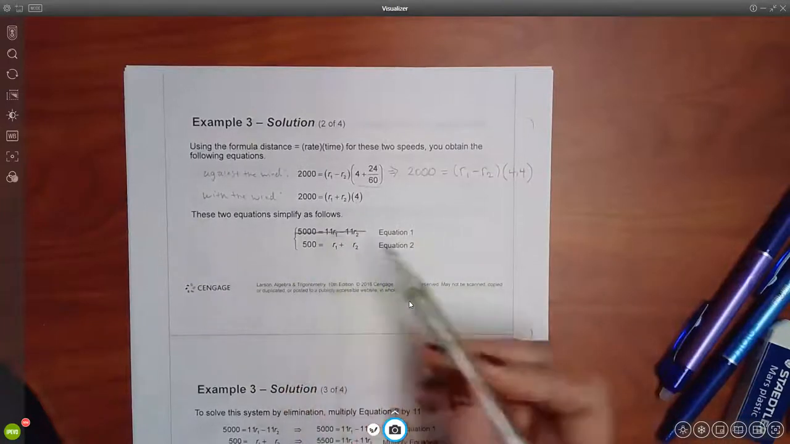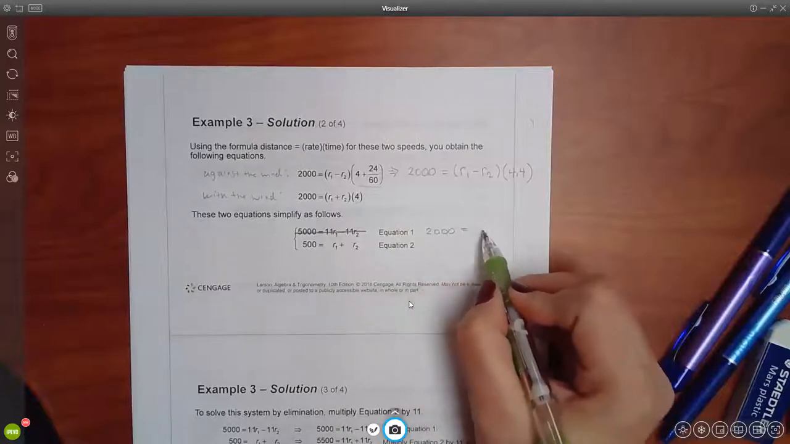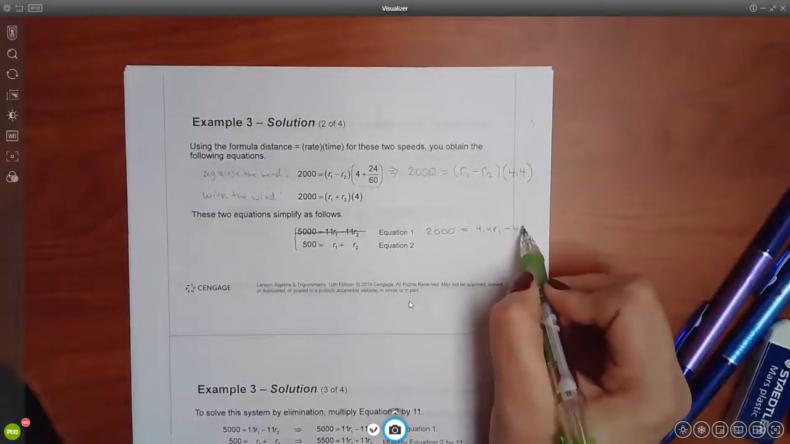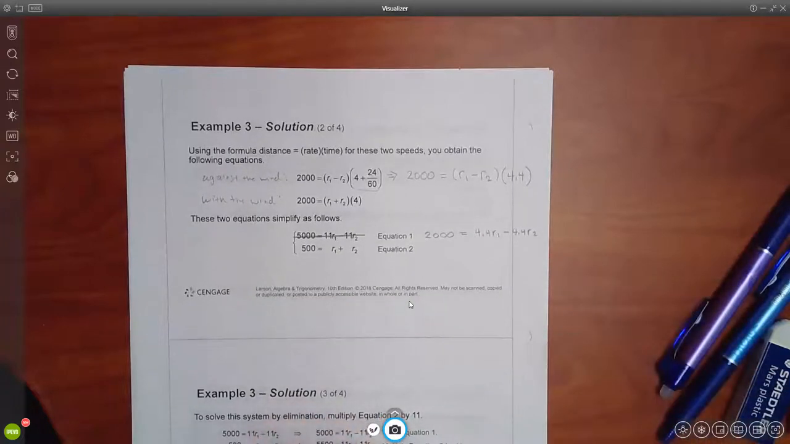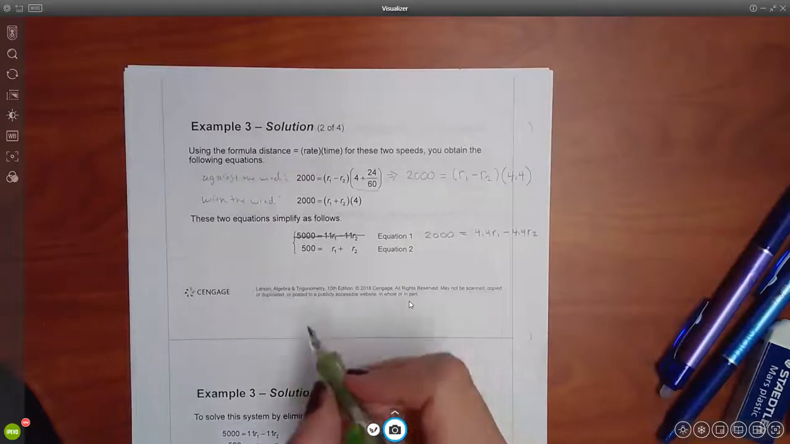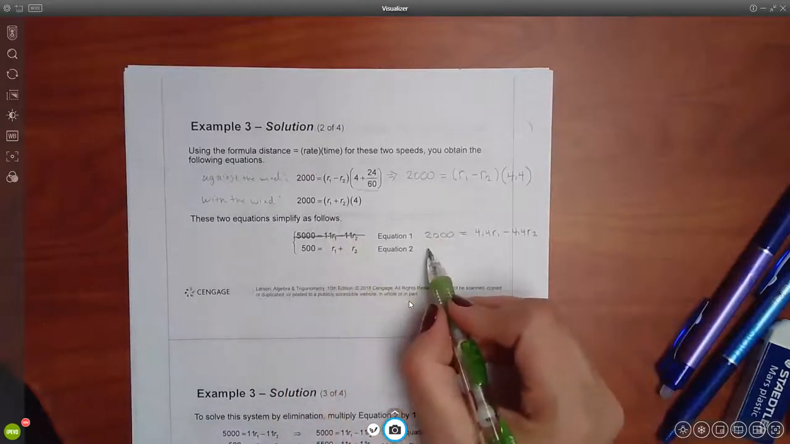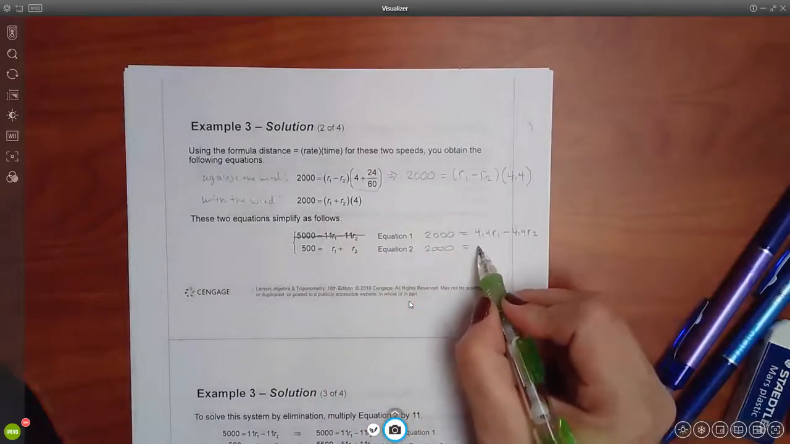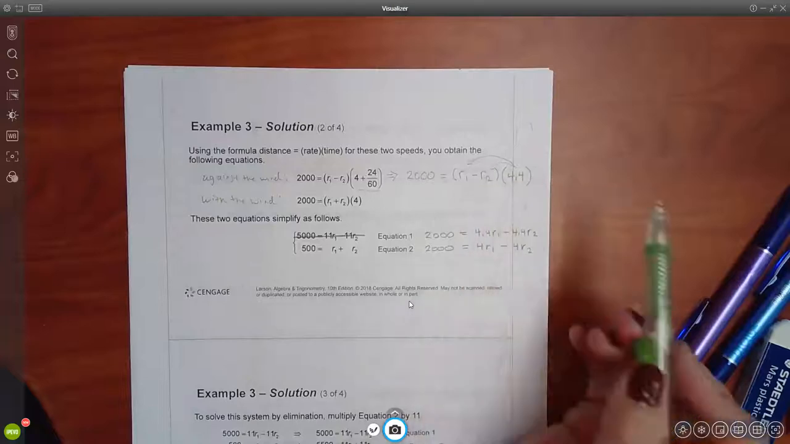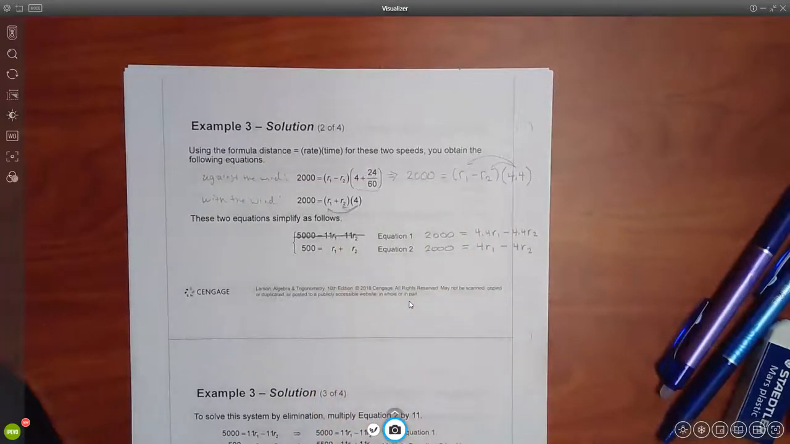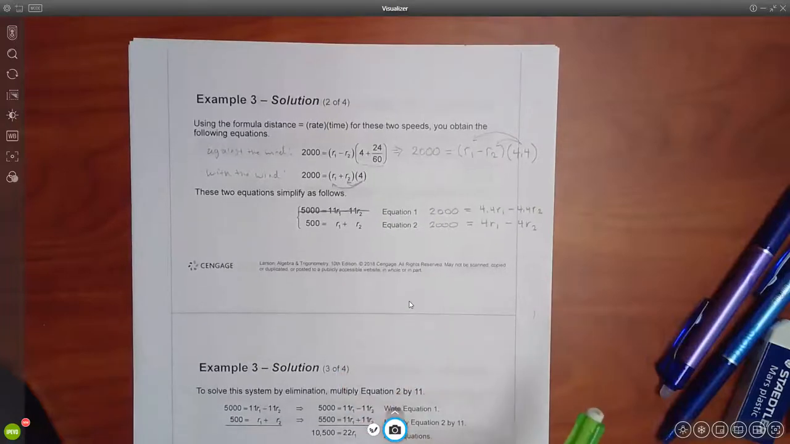This would not have been my equation. My equation one would have been 2000 equals 4.4R1 minus 4.4R2. I don't like fractions. So if I can avoid fractions, I usually try to. And I'd much rather use a decimal than a fraction, okay? Now I'm gonna write it right underneath this one. And my equation two would have been 2000 equal to 4R1 minus 4R2. So all I'm doing essentially is distributing my 4.4 and distributing my 4. So of course my steps are gonna look a lot different from theirs, but this section is the elimination section.